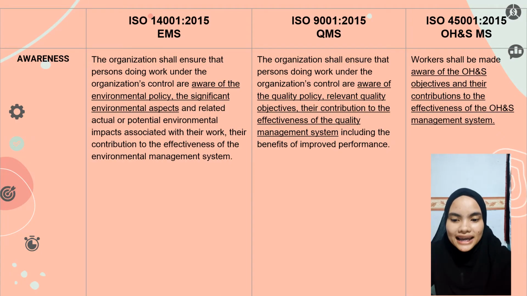Next is awareness. For ISO 14001, the organization should ensure that persons doing work under its control are aware of the environmental policy, the significant environmental aspects, and related actual or potential environmental impact associated with their work. For ISO 9001, the organization should ensure that persons doing work under its control are aware of the quality policy, relevant quality objectives, their contribution to the effectiveness of the QMS, including the benefits of improved performance.